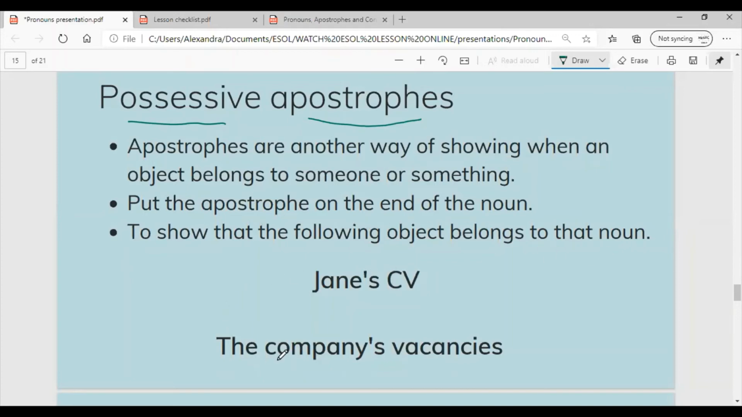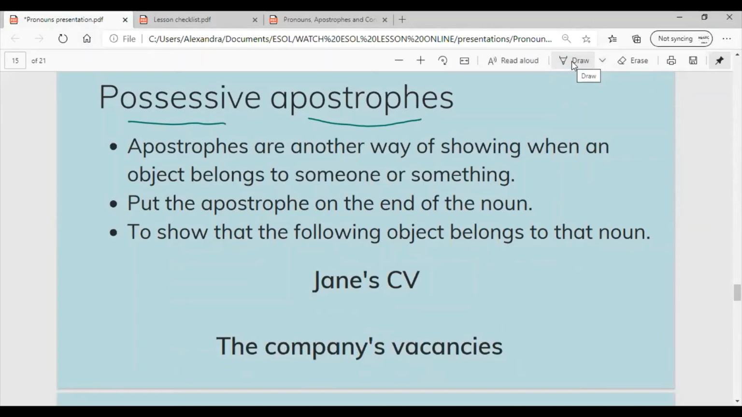Okay, and the same goes for something else. You'll have company as the noun, and we want to show that the vacancies, the new jobs that the company is advertising, belong to this company. So you would go the company's vacancies, and you'd put the apostrophe in and the S to show that these vacancies belong to this company. They belong to this noun. Okay, so it's quite straightforward.